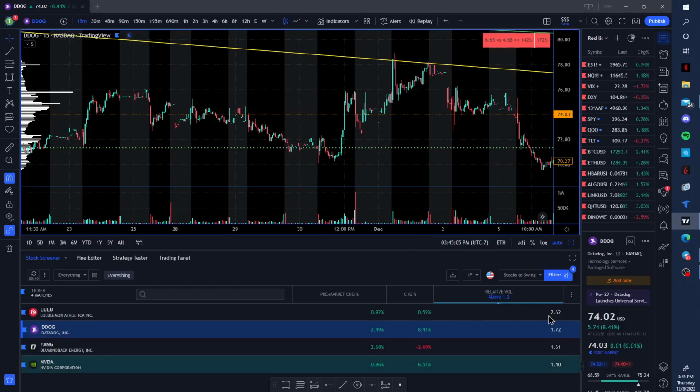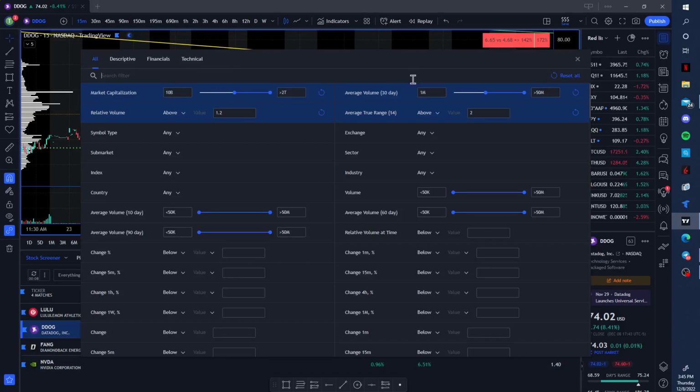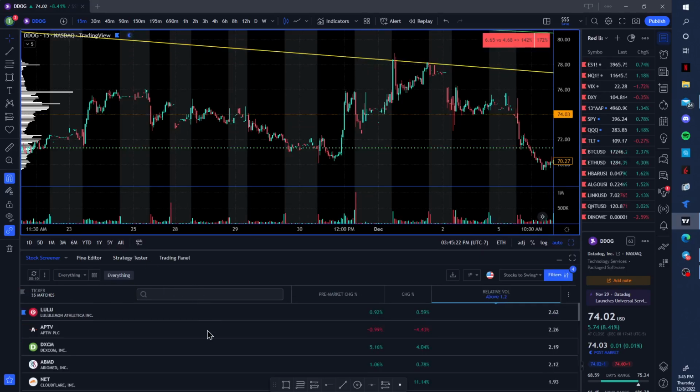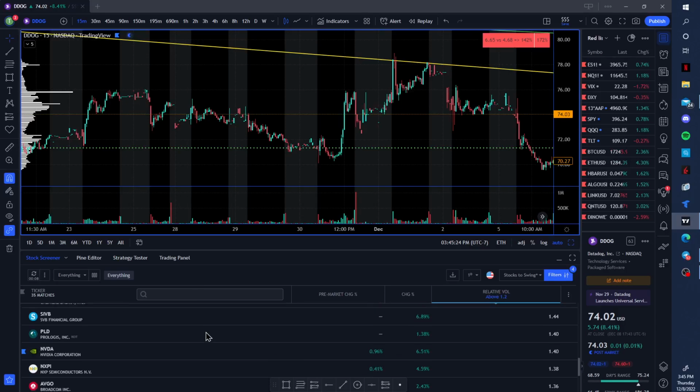I hope that helps. I think I went over everything. These are the filters you want to filter on: market cap, relative volume, average true range. If you want to up that to 3, you definitely can. Let's see what that would do for us. See if that would filter out a little bit more. Yes, that filters out a little bit more.